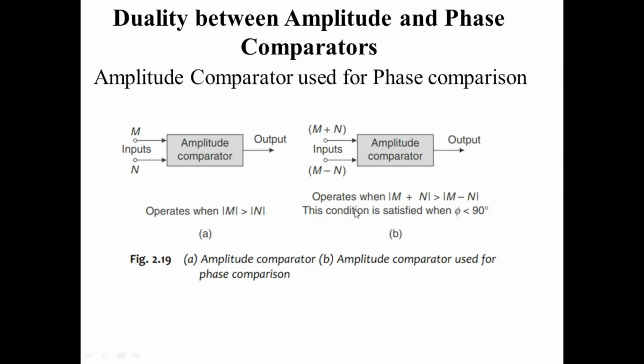In the second figure, it is also mentioned that it operates when the M plus N signal, which is the operating quantity signal, is greater than M minus N, the restraining quantity signal. At that case the relay operates. This condition is satisfied only when the operating quantity is greater than the restraining quantity, and also phi is less than 90 degrees. Then this type of relay operates.